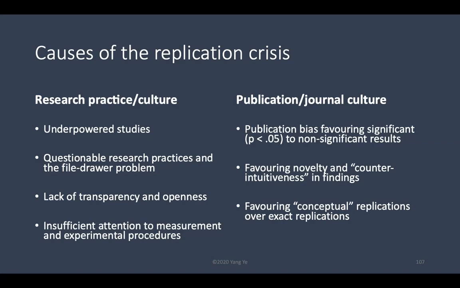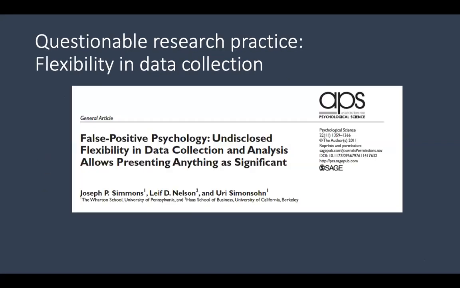So the overall field is especially social psychology, and now this has spread out to a lot of other sciences, such as medical science, economics and sociology. I think people are now becoming more aware of this replication crisis. And one of the causes is so-called questionable research practice.